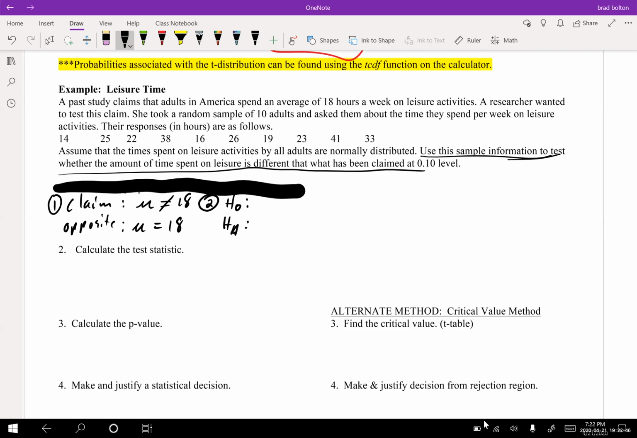So it's very important you guys understand right here, we have just found a way to write all of the wording in this problem into these two claims. The mean is equal to 18 or the mean is not equal to 18. Now we have to make sure that whichever one has the equal sign is our null, okay? Let me make this a little bit better.